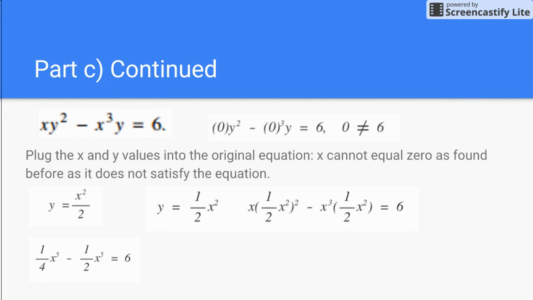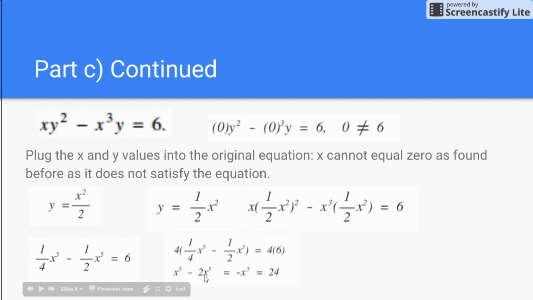We're going to start solving for x, so multiplying through, and then you're going to want to multiply both sides by 4 in an effort to simplify. From there you have x to the fifth minus 2x to the fifth, which is going to be equal to negative x to the fifth. You're going to divide both sides by -1 and then take the fifth root and arrive at your final answer, which is going to be the fifth root of 24 equals x.